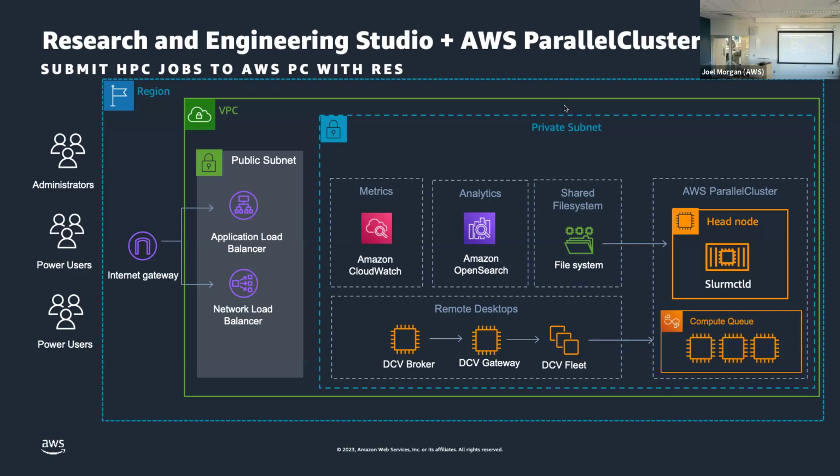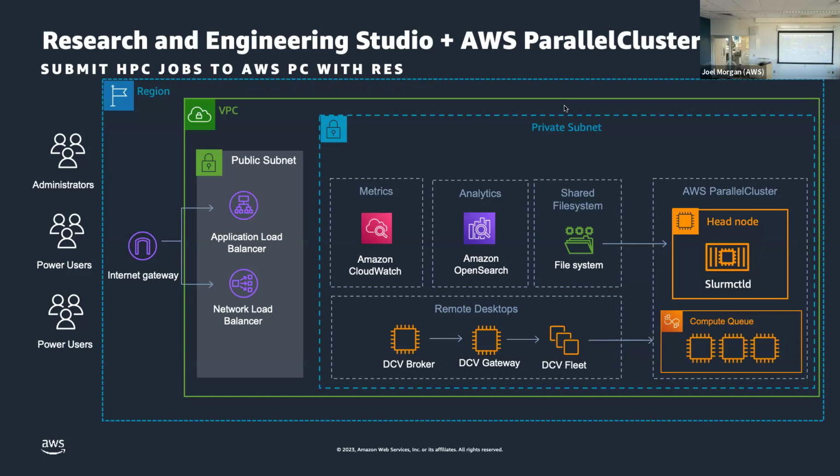You go to the web interface of RES, you can see, okay, here's my workstation where I can access into the head node of ParallelCluster. Then in ParallelCluster, you submit your job, and it will spin up the resources it needs to run your job and then scale it.